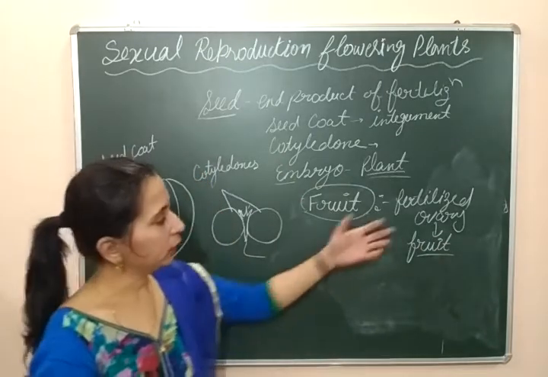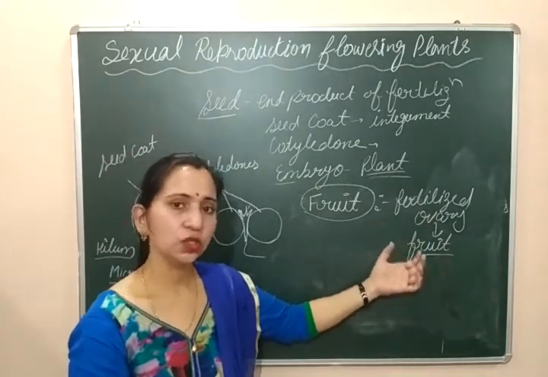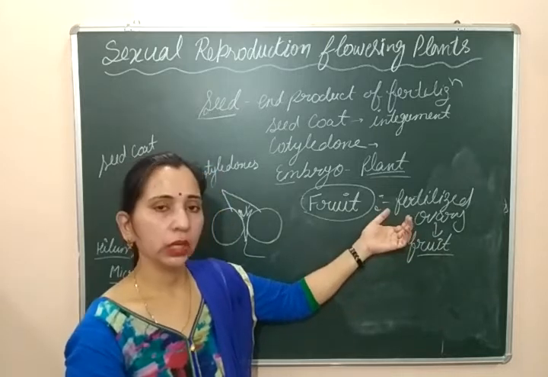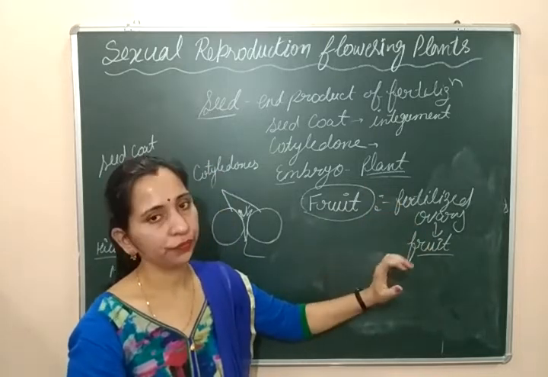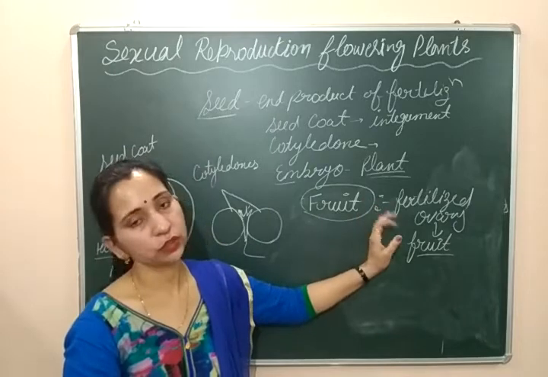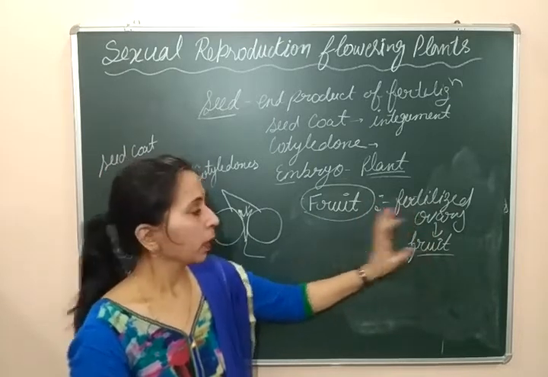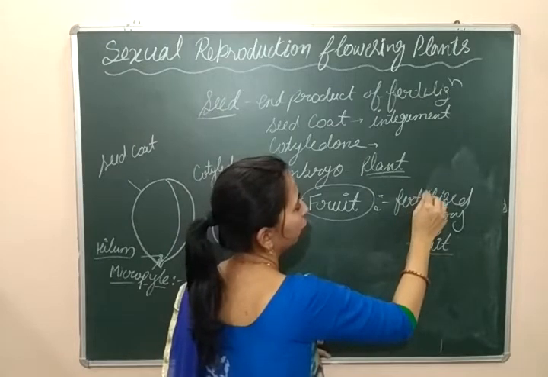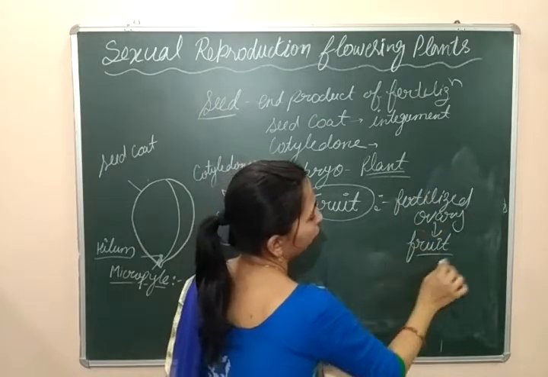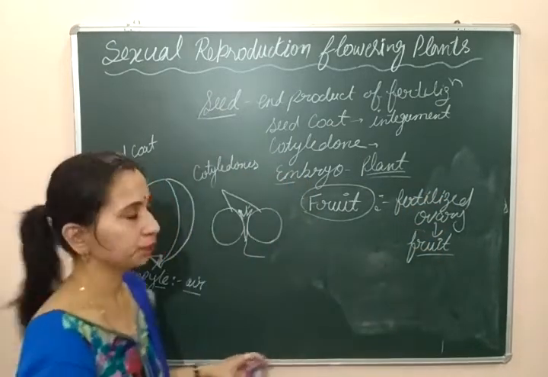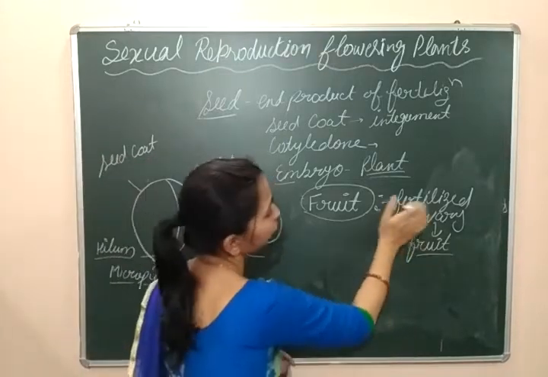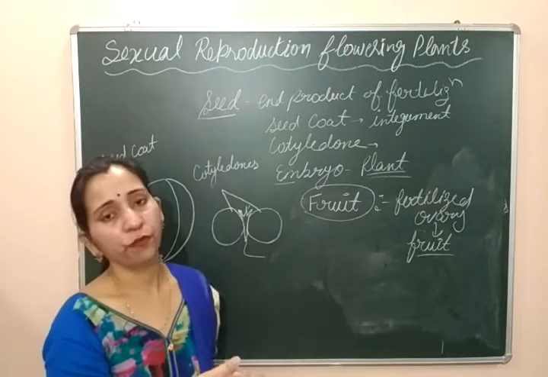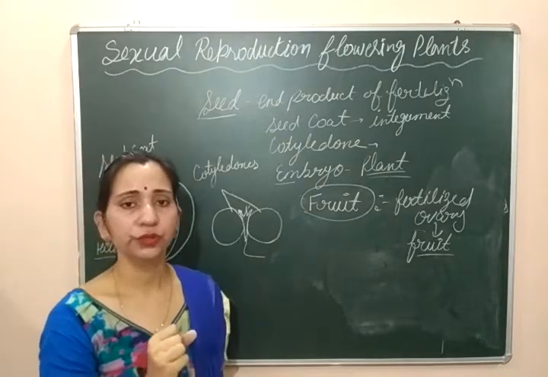And inside the ovary it has a fertilized ovule which will convert into the seed. Fertilized ovary के अंदर होगा fertilized ovule जो कि seed को form करेगा and fertilized ovary will form the fruit. Now the wall of the ovary forms the pericarp of the fruit, the outer layer of the fruit, and on the basis of the formation of the fruits, how or which part of the flower will take part in the formation of the fruits.